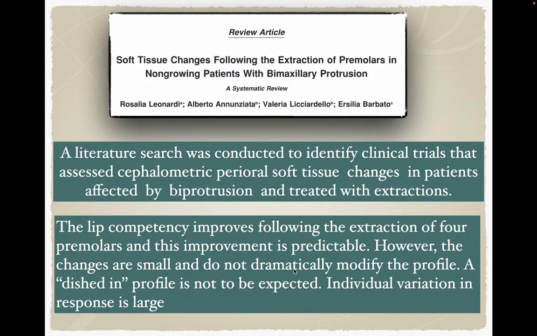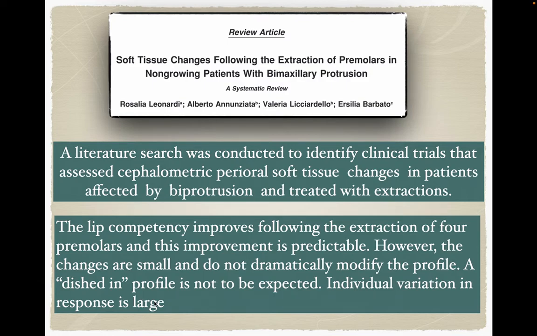So let's stop here. So we do extraction, we retract the incisors, lips become competent, but then the amount of the retraction will not dramatically affect the profile. So the patient will not have a dished-in profile, as we could expect. So the claim that extraction causes dishing in of the profile is not true. So let's go and do extraction, guys. It's not going to affect the patient's profile. Again, this is not completely true because there is a huge individual variation in the response. And later we're going to see why there is this huge variation.